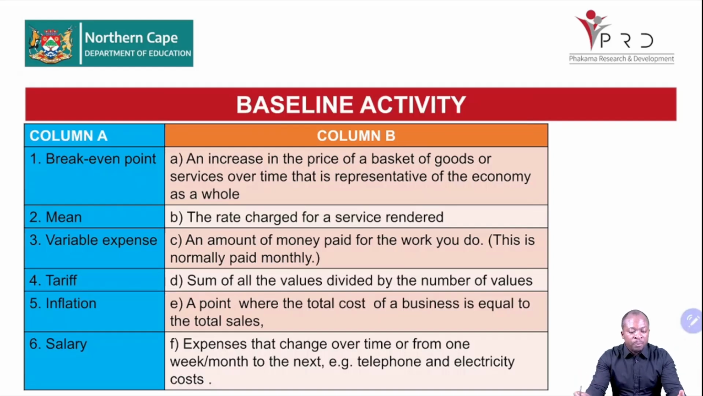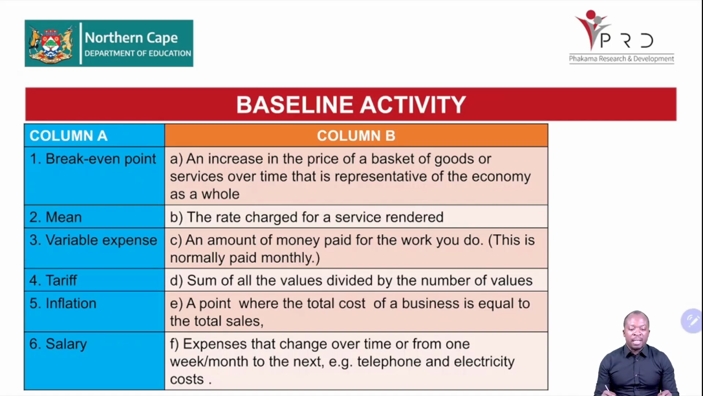In column A, we have words or terms that we use in Maths Lit, and in column B, we have the explanation. So what I want you to do now, please help me. Let's try to find the correct answer to each term so that we can continue from there. I'm just giving you 2 minutes. This should not take you very long because remember, we are just revising now. After 2 minutes, we come back and discuss together.